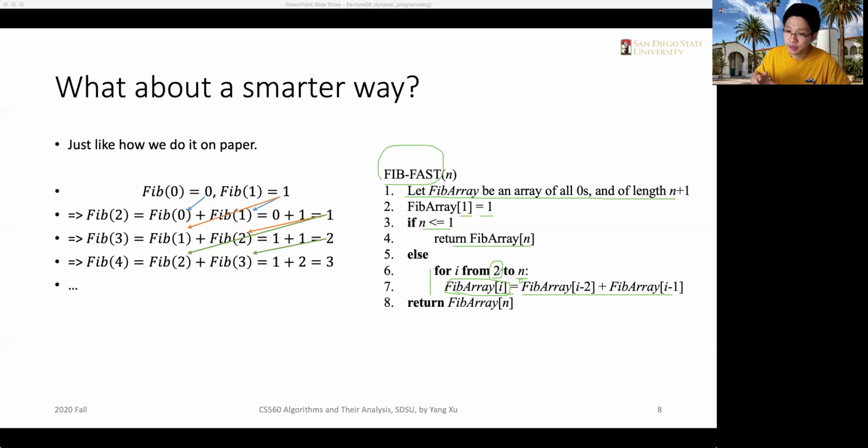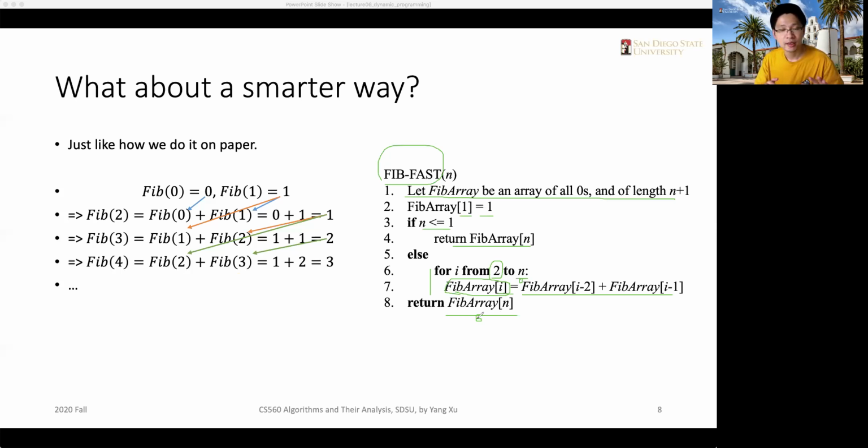It must start from the third Fibonacci number, because we need to solve all the Fibonacci numbers sequentially, right? In order to know the third, we need to know the first and second. In order to know the fourth, we need to know the second and the third. So that's why we need to start from the smallest problem, okay? After that is solved, we can simply return the nth element in the array, okay?